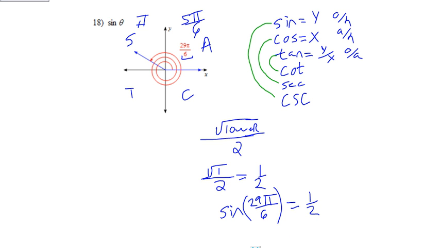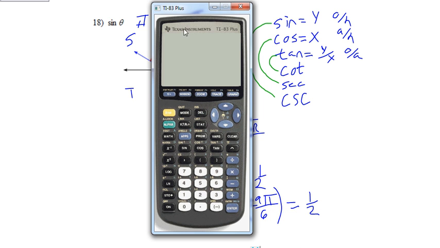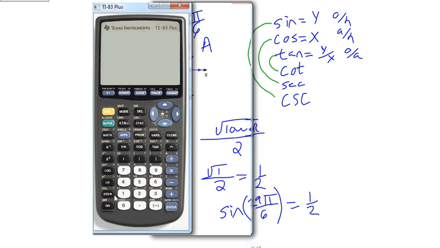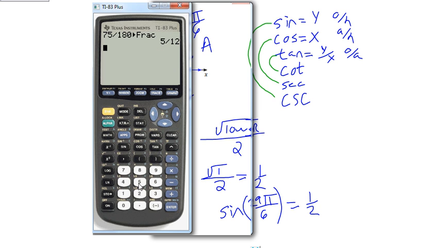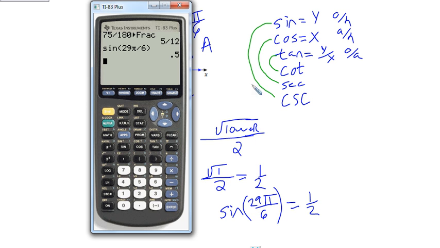And of course, we could verify that with a calculator. Just to double check ourselves, we go to mode, make sure we're in radians, and then type in sine of 29 pi divided by 6, and we get 0.5, or half. Okay.